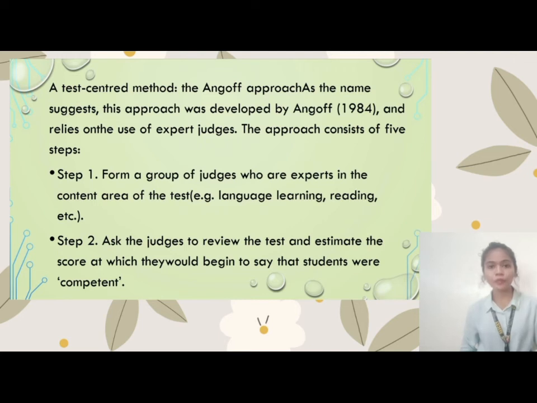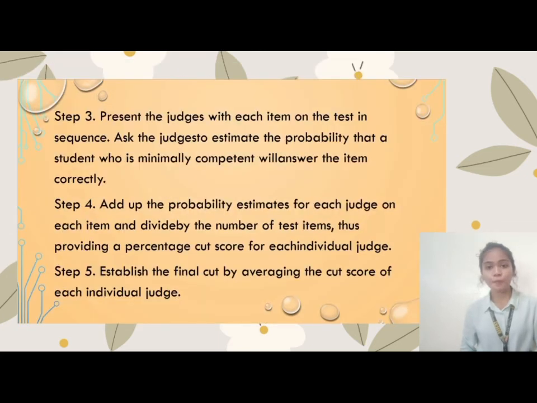Step 1. Form a group of judges who are experts in the content area of the test. Step 2. Ask the judges to review the test and estimate the score at which they would begin to say that students were competent. Step 3. Present the judges with each item on the test in sequence. Ask the judges to estimate the probability that a student who is minimally competent will answer the item correctly.